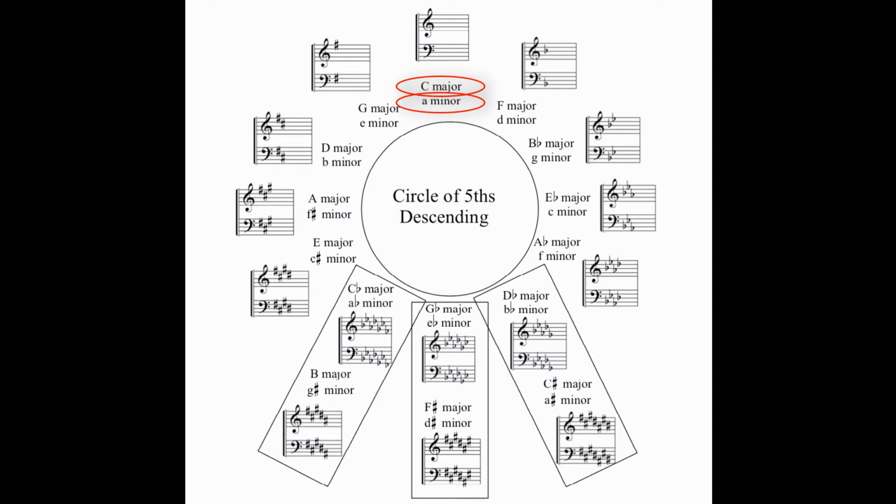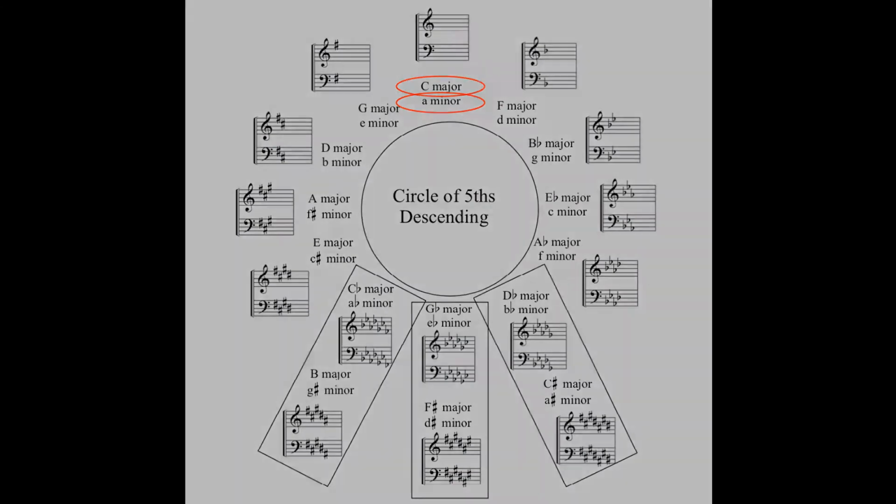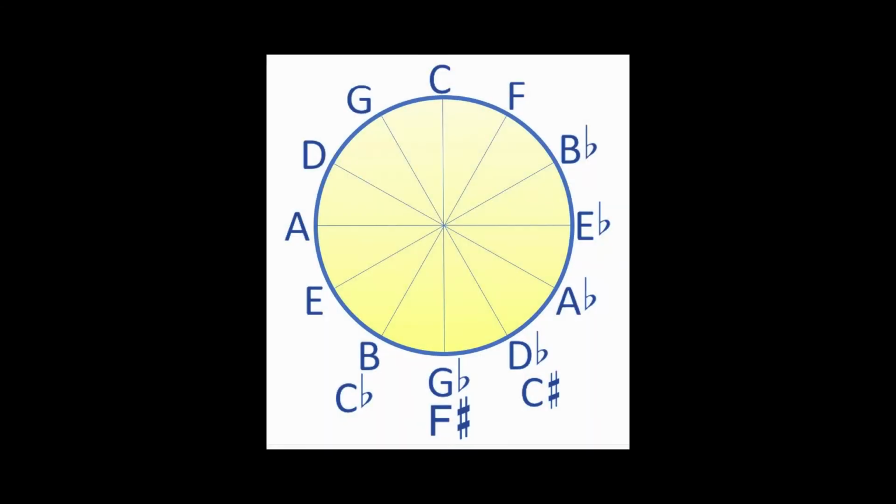Now you can always get the minor key by just counting down 3 half steps from the major key, but you can also find the relative minor on the circle of fifths by just going back 3 degrees on the circle. So for example, the C major going back 3 on the circle gets you to A minor, and F going back 3 gets you to D minor.